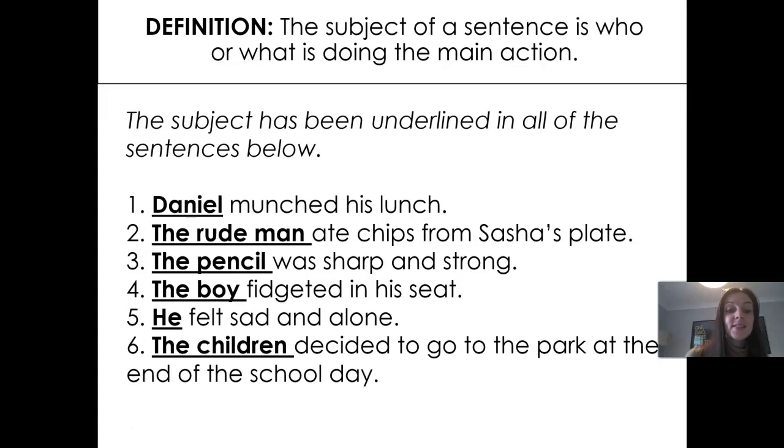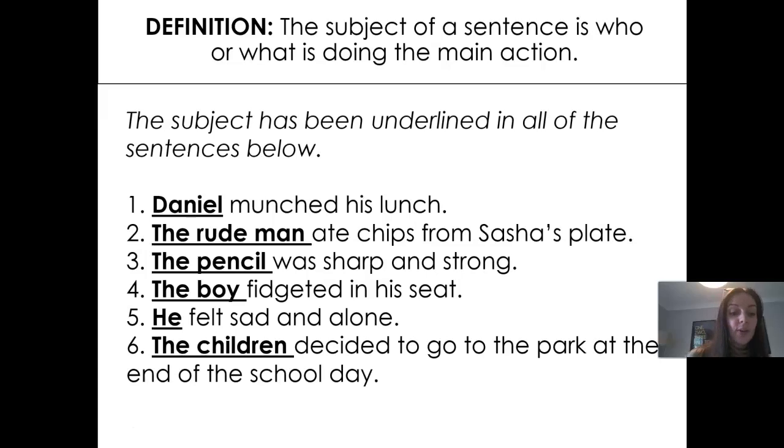And in number 6, the children decided to go to the park at the end of the school day. So in this case, the subject here is the whole phrase, the children. So can you see here that we are trying to identify the subject of the sentence, the thing or the person that is doing the main action.